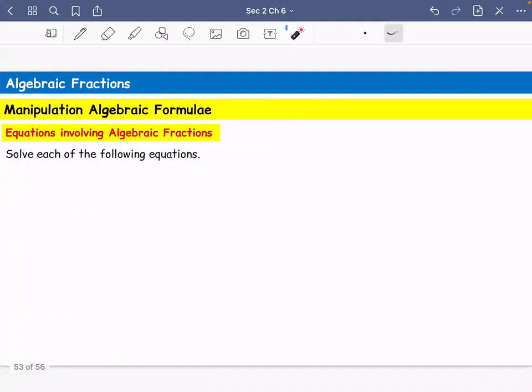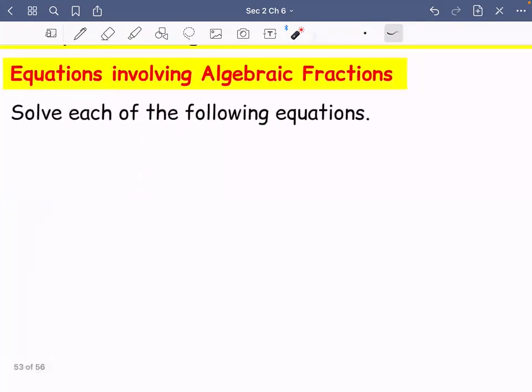Now I'm going back to page 157. I only have 2 more examples here. Again, you have learned this from Sec 1, so it's just a simple recall. Let's see if you still recall. This is about solving for x given algebraic fractions. So let's have 2 questions.